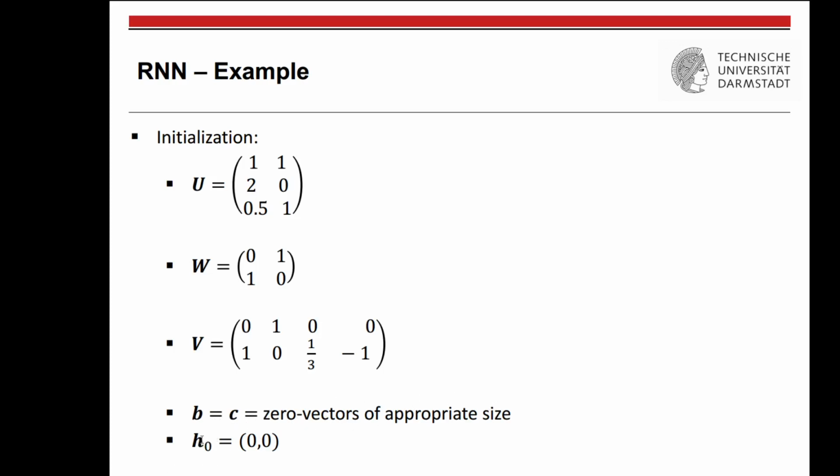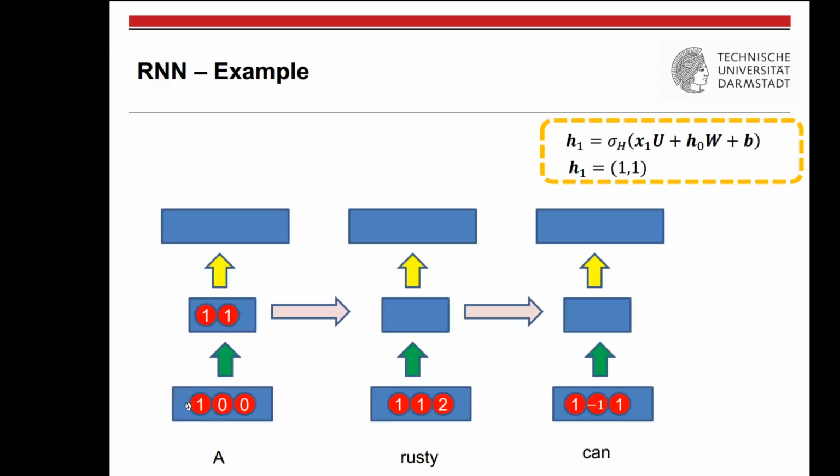And the initial hidden state, that's also important. We need to have an initial hidden state for recurrence to work. We choose that to be the 0 vector also. So let's look at the example. We feed in our input, a rusty can. We map that to word embeddings. Then once we have our matrices, we can compute the initial hidden state. And how does that look?